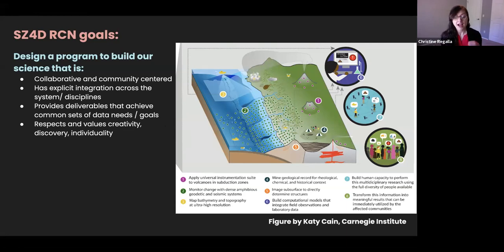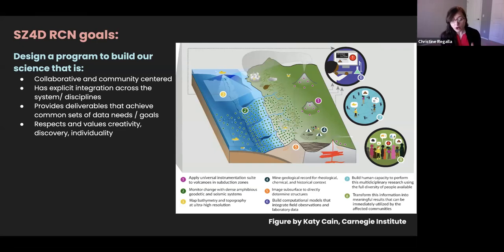SZ4D also needs to have a balance between community level and PI level work. So we need to be able to provide specific deliverables that achieve common sets of data needs and goals, not just in faulting and earthquakes group, but across the broad spectrum of SZ4D. And so this means sometimes collecting data that serves other disciplines and researchers in addition to furthering your own work.